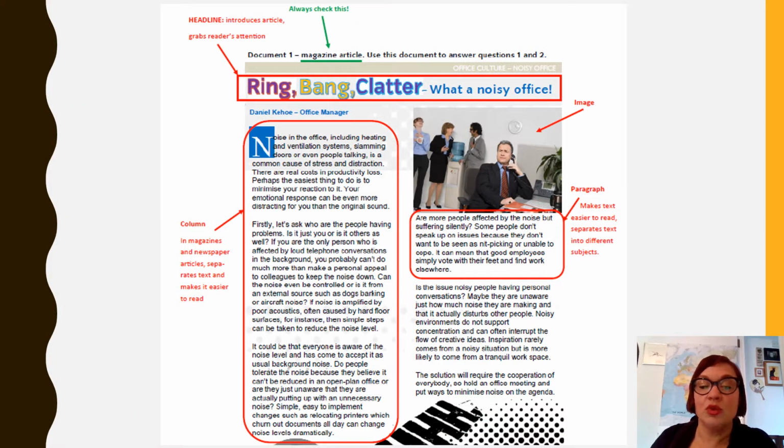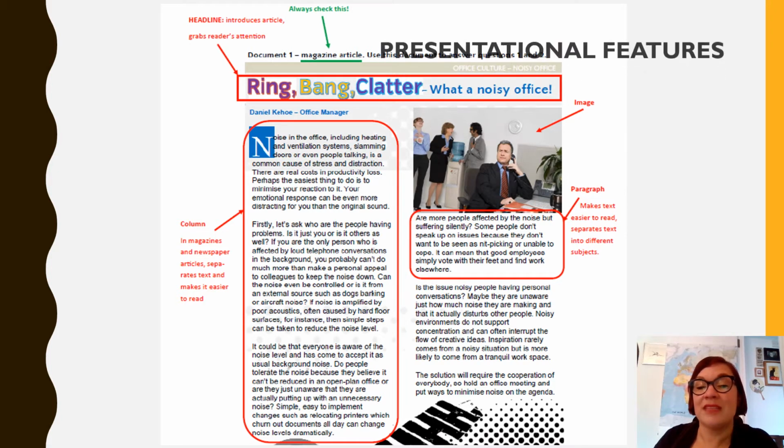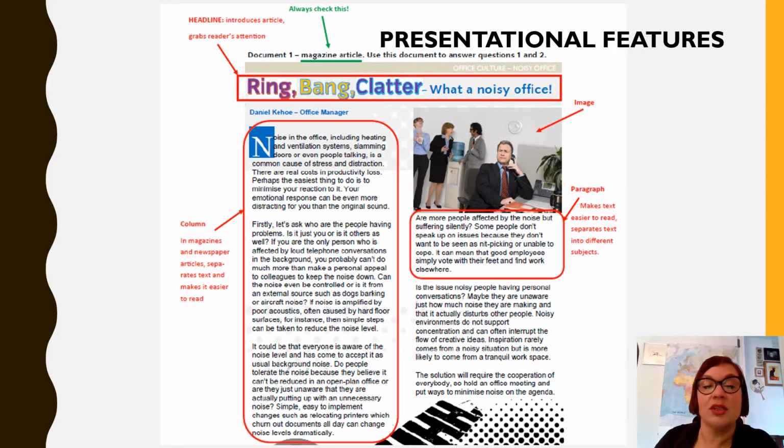First of all, when you see this, do you think these are presentational features or language features? And there's the answer. Yeah, so you can see you've got the headline. It's a magazine article. There's a column, there are paragraphs, and there's an image. And these are the things that tell us that they are presentational features. Now, there are many, many more, but let's say these are the basic ones. Subheadings, for example, as well.